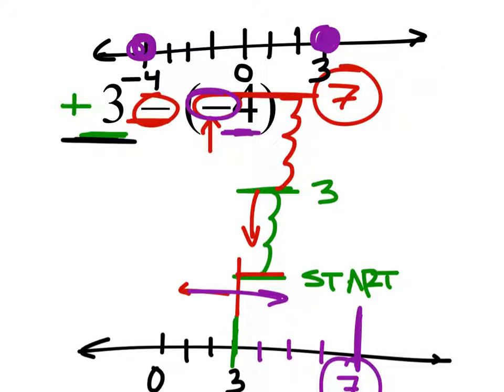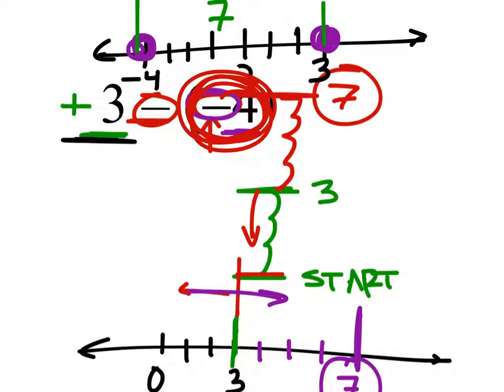Now, how far apart are these things? 7 units. Yes, they're 7 units apart, but we need to know which direction we went, because the direction will tell us if it is positive or negative. So how do we know which direction we went in? For subtraction, we start at the second number. So I'm going to start at negative 4. What direction do I go in to get to 3? I go to the right. That is why this is a positive 7.